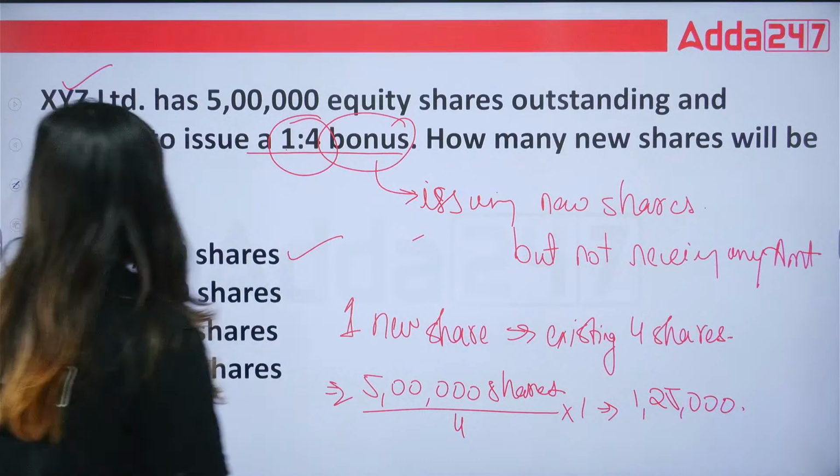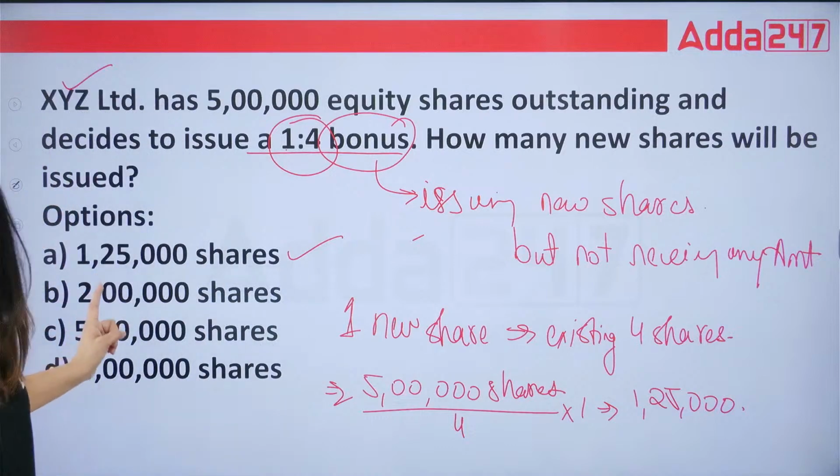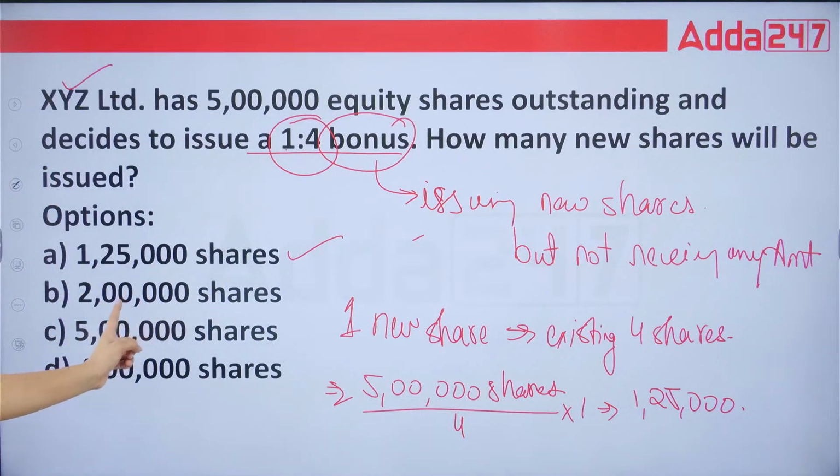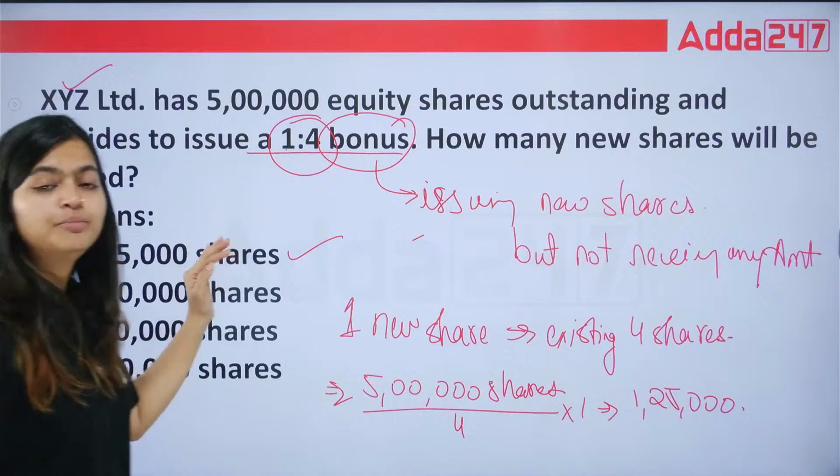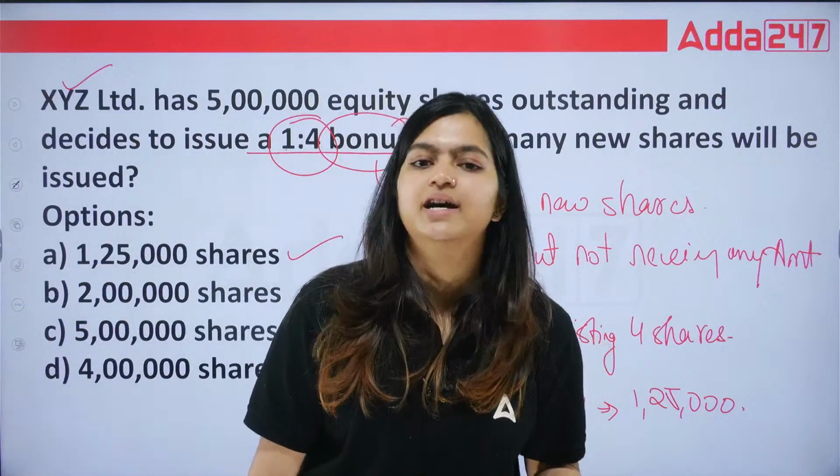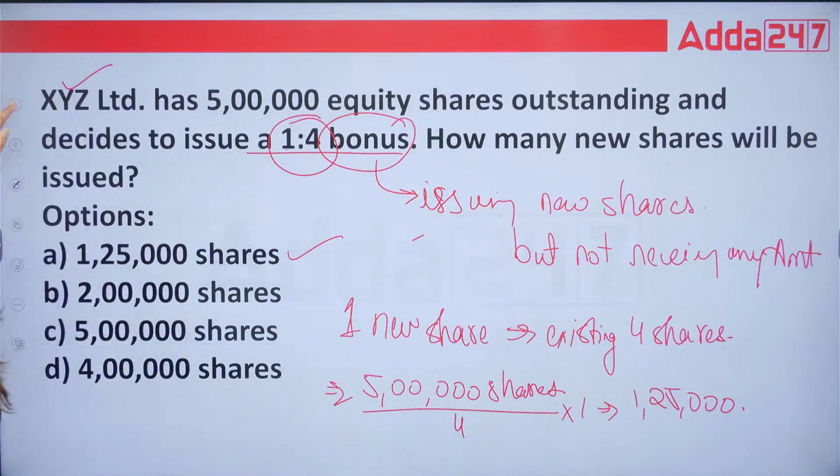Chaliye, next. So the correct answer is 1,25,000 shares. So how many new shares will be issued? That is 1,25,000. This is your bonus shares amount. New shares they are asking. Okay. Next question.